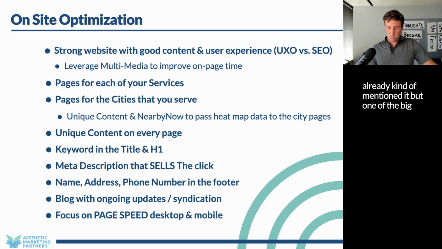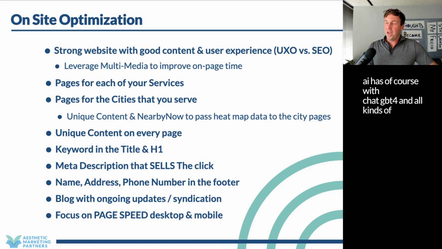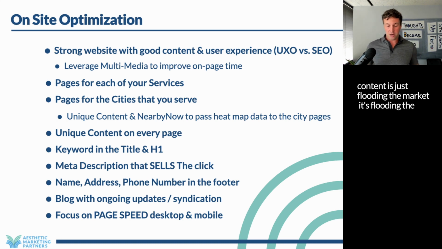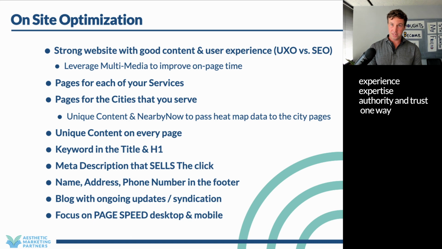I've already kind of mentioned it, but one of the big things, this is the most dramatic algorithm update we've seen from Google in probably 2 decades. Really since people started writing blogs and pushing content as Google was rewarding content. AI has, of course, with ChatGPT-4 and all kinds of other services similar to it out there now, content is just flooding the market. It's flooding the internet. So now Google has to try to understand what content is sincere, what content has experience, expertise, authority, and trust.